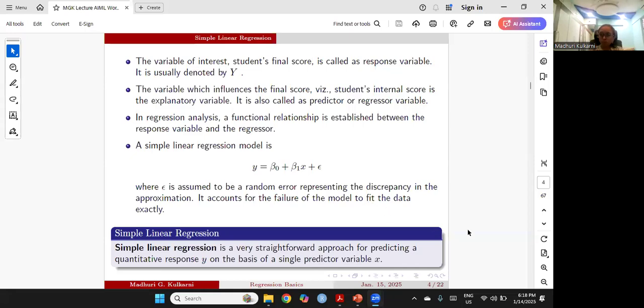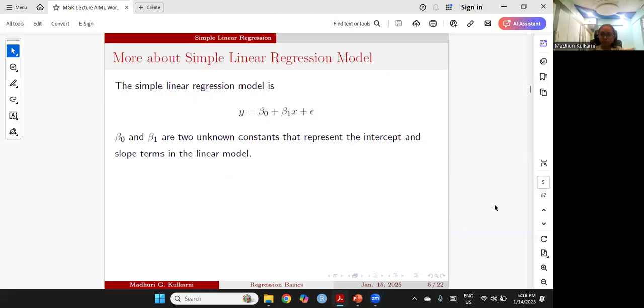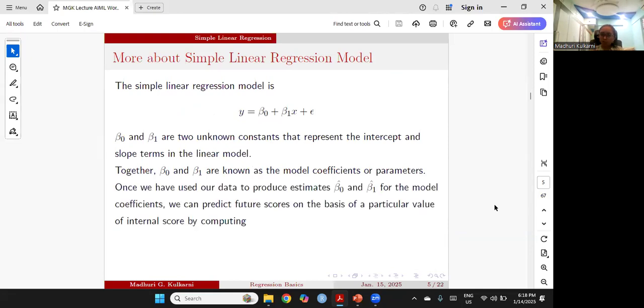So now let us move forward. This is about the simple linear regression model. Y is equal to beta naught plus beta 1 x plus epsilon. These quantities are estimated by using the actual data that we have on y and x. So let us skip the technicalities such as how we estimate beta naught and beta 1, as the software does all of that.